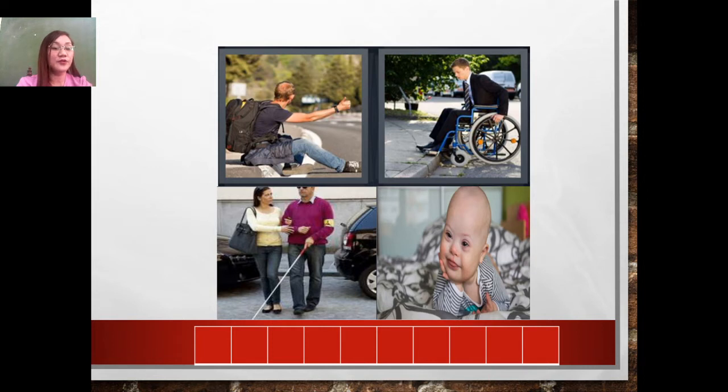These 4 photographs have something in common, a single word that fits into the squares below the images. Count the squares to find out how many letters are in the correct answer. So how many boxes are there? There are 10. So what is your answer? Okay, very good. The answer is disability. Good job. So now let's move on to the next one.